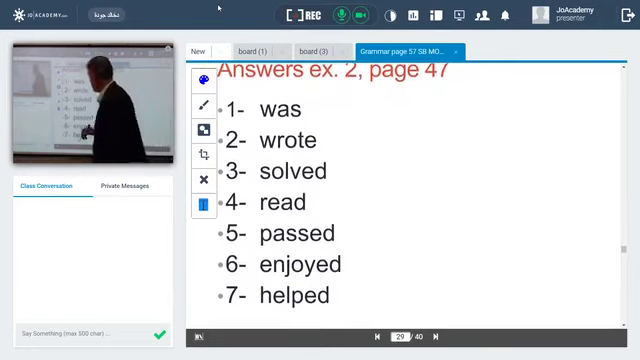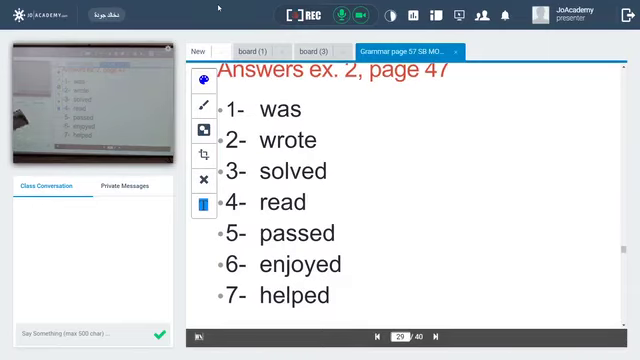Okay, was, wrote, solved, read, passed, enjoyed, and helped. These are the right answers for exercise number 2, page 47. Now, dear students, let's move to page number 48.